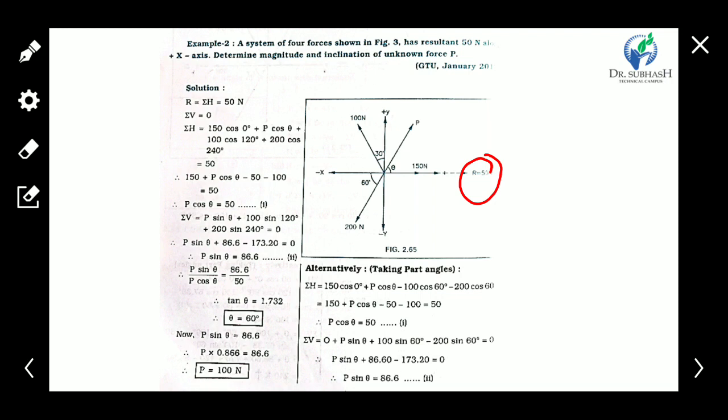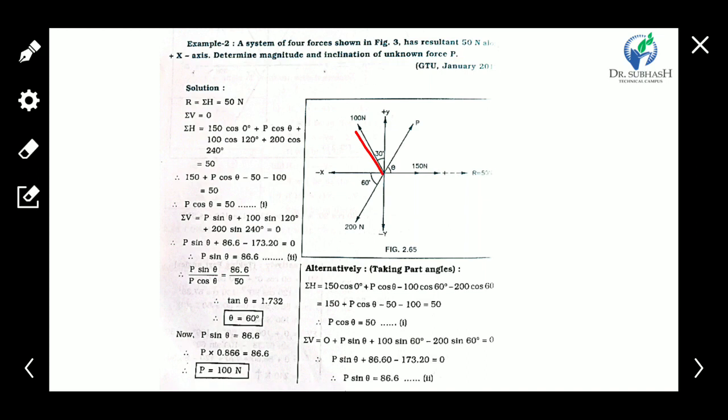Okay, so here we have to follow the same procedure. First we take the summation of horizontal forces and vertical forces. If they are not perfectly horizontal or vertical, then the components of forces are considered. So first is the horizontal forces. Directly we can consider 150 Newton plus P cos theta. Theta is not known, so the horizontal component of force P is P cos theta, and we have to find out the value of theta.